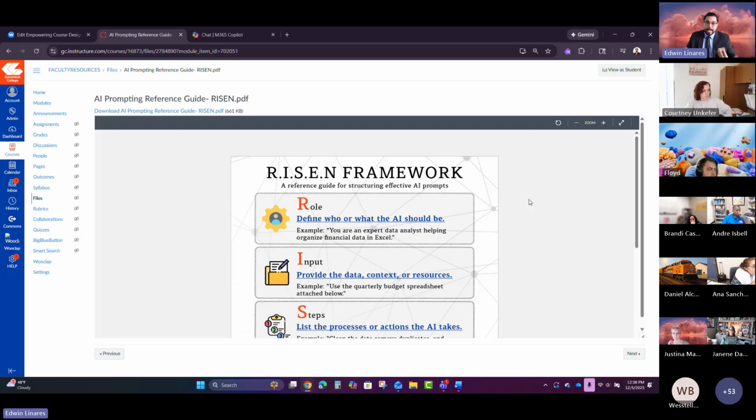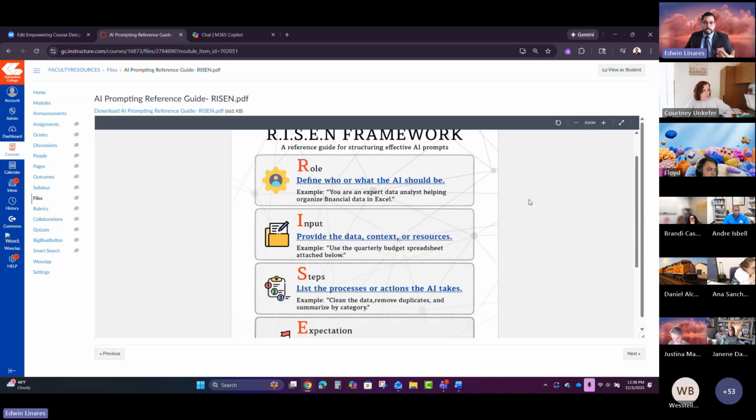But AI doesn't think the same way we do. So we have to be a lot more intentional about how we're writing out our prompts. So this guide is built in order to help you effectively and strategically prompt AI so that you get the exact result that you would like.